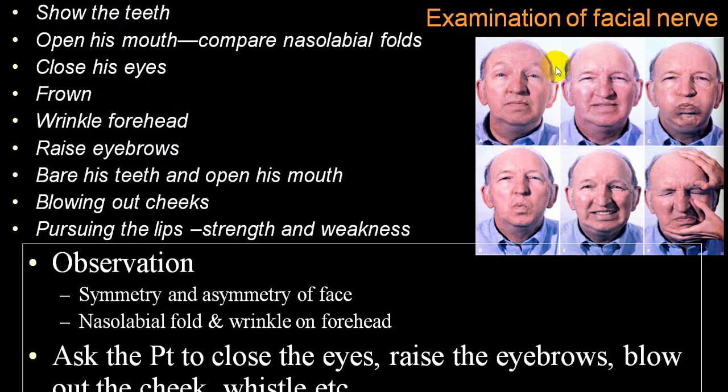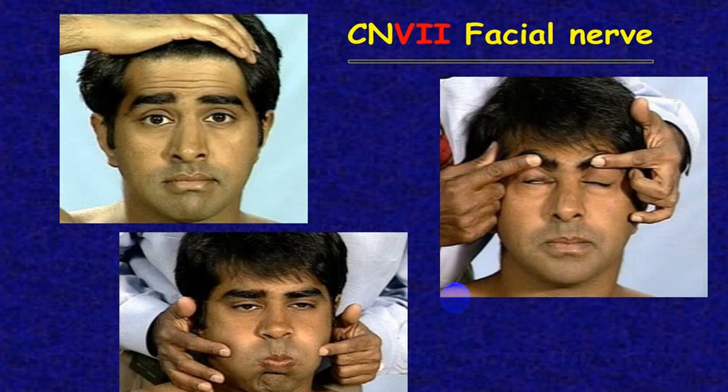These are all the different actions you will be asking, and you will be looking for whether the muscle is working or not. So this will be the motor system examination of the facial nerve. Here you are asking the person to close the eye tightly and you are trying to pull up and open the eyelids. Here you are asking to elevate the eyebrow. So this is furrowing of the eyebrow, uplifting of the eyebrow, and you can see the furrowing of the forehead.